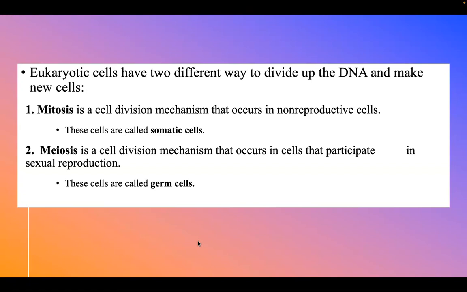Eukaryotic cells, much more complex organisms, have much more complex ways of reproducing. In mitosis, this is our cell division mechanism that occurs in our non-reproductive cells. So these are our somatic cells. Anytime that we need to heal a cut or create new cells in our esophageal lining, or heal something that happened to our eye, we have to make more cells that are the same as the ones that were injured. Also, if we're growing, we need to make more of the same cells in the skin.